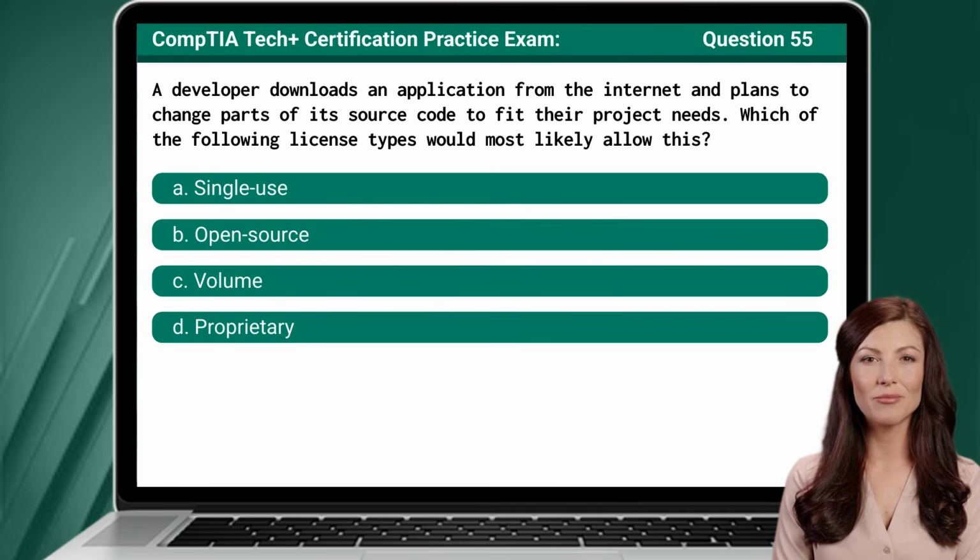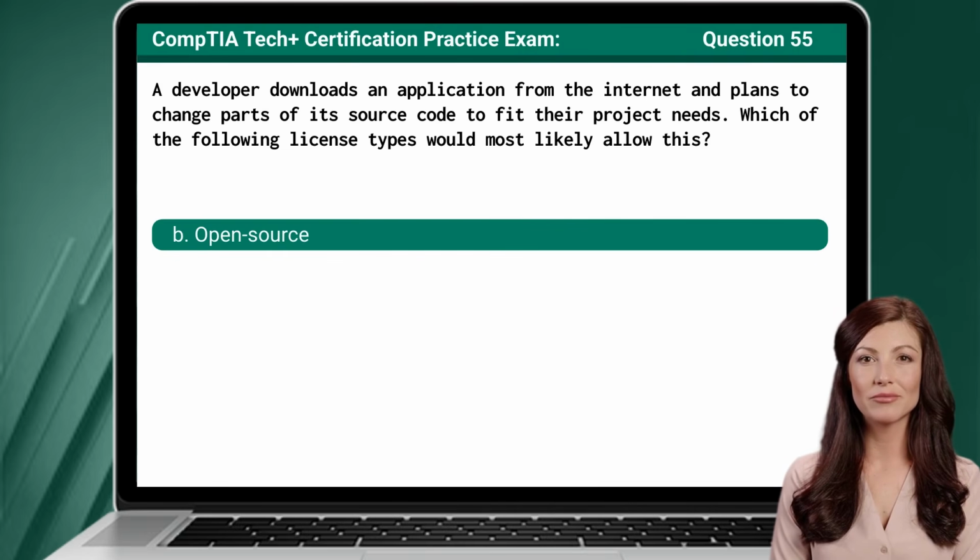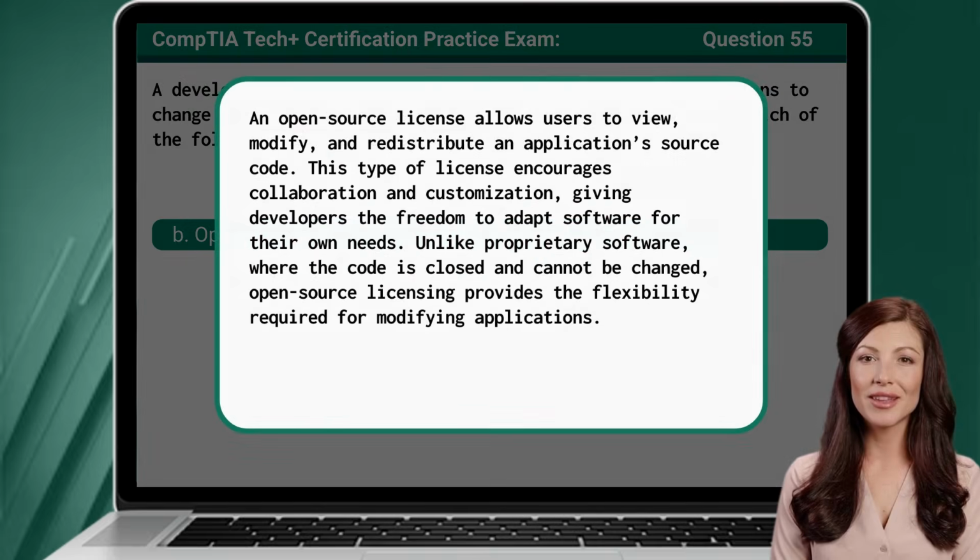The answer is B. Open source. An open source license allows users to view, modify, and redistribute an application's source code. This type of license encourages collaboration and customization, giving developers the freedom to adapt software for their own needs. Unlike proprietary software, where the code is closed and cannot be changed, open source licensing provides the flexibility required for modifying applications.